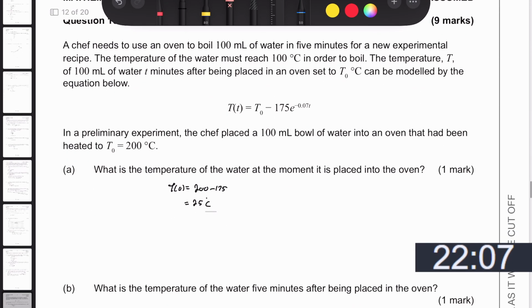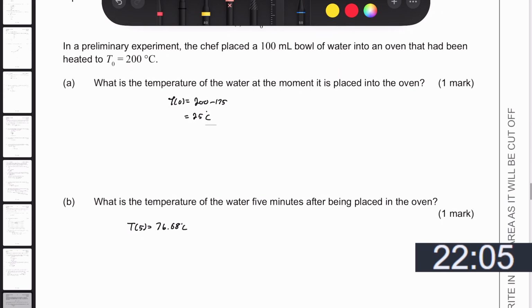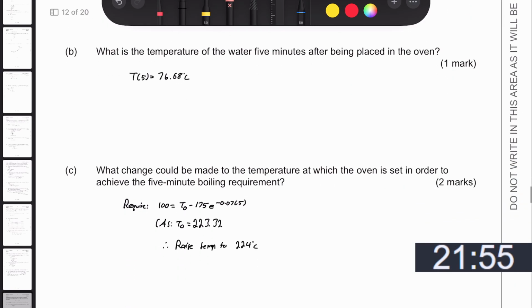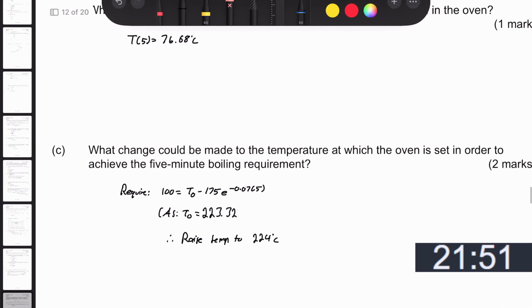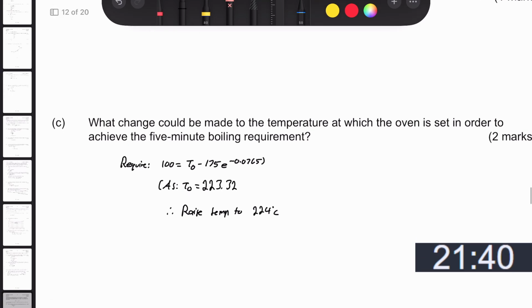So we place the food into the oven. What is the temperature 5 minutes after we place it into the oven? It's 200 minus 175e to the negative 0.07 times 5, 76.68. What changes can be made to the temperature at which the oven is set in order to achieve this? So I'm going to solve that 100 is equal to some x minus 175e to the negative 0.07 times 5. 223, base temperature 224.